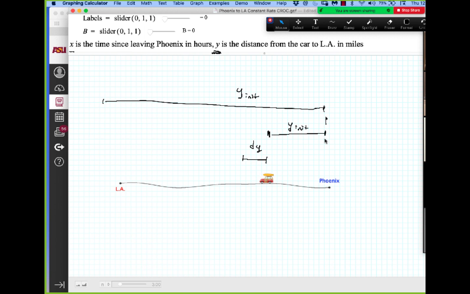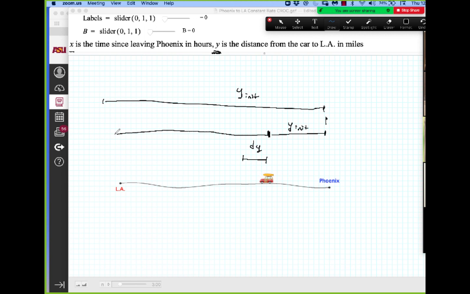Ashley says no. Y initial should just be a point. Y initial is a point. Angel, what do you think? Is y initial a point, or is it this distance here? I think it's the distance from where you have the leftmost end on this segment, all the way down to LA. All the way down to LA, so now we have another option. This is y initial.